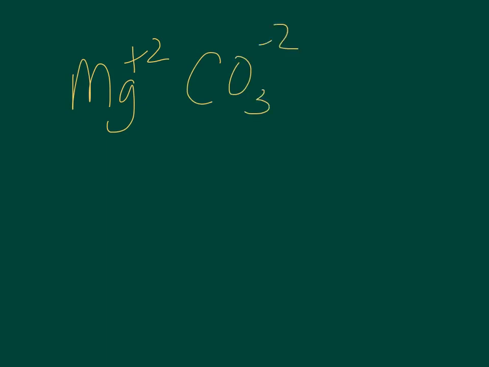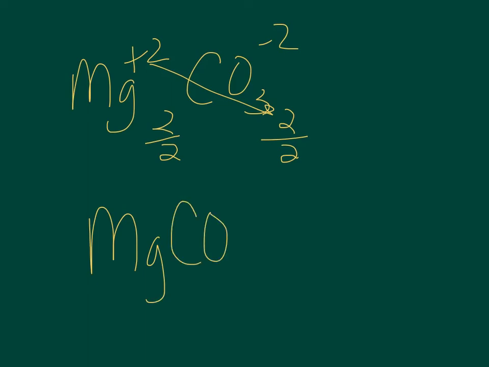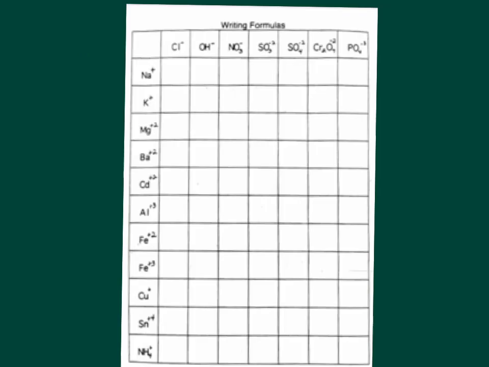So if we do something like magnesium and carbonate, this is what a lot of seashells have in them, these types of formulas. Again, when we crisscross and reduce, these are going to cancel. If I bring my 2 down here and my 2 down here, I can divide both of these by 2 and they just disappear. So my formula would be MgCO3, no parentheses.